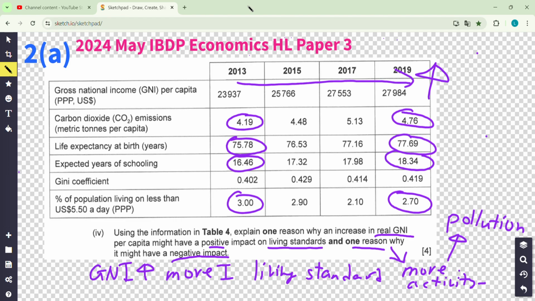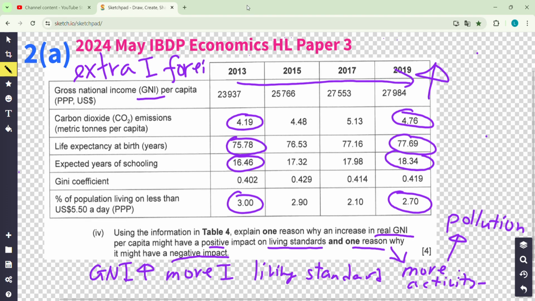How about the Gini coefficient? How do you relate the increased GNI to the Gini? Be careful, look at the hints here. They talk about GNI, not GDP. What is the extra component of GNI? Getting income from foreign countries because you own factors of production. GNI has an extra component: income from factors of production in foreign countries.